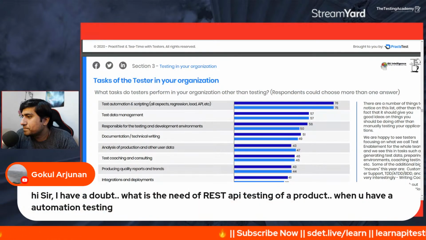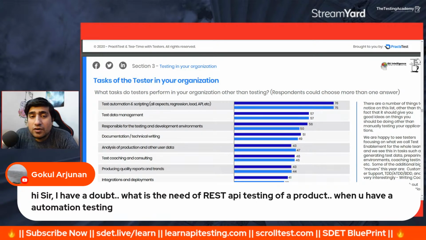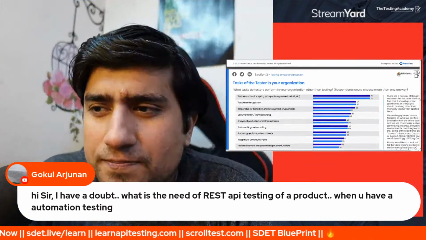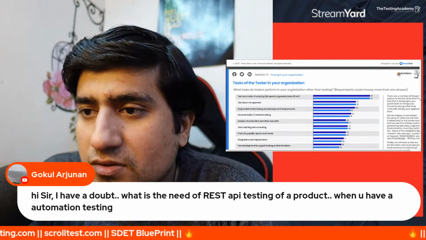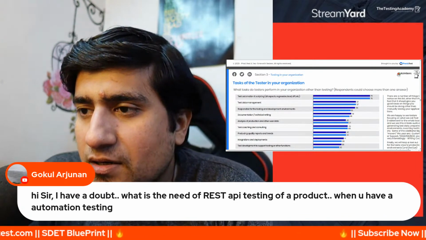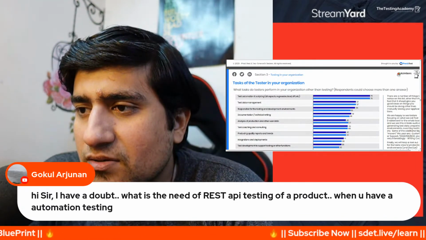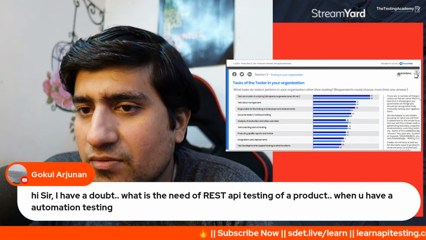Okay, so, hey sir, I have a doubt. So Gokul is asking, what is the need of REST API testing of a product when you have automation testing? Okay, I think there's a little confusion. So basically, what is the need of REST API testing of a product when you have automation testing?